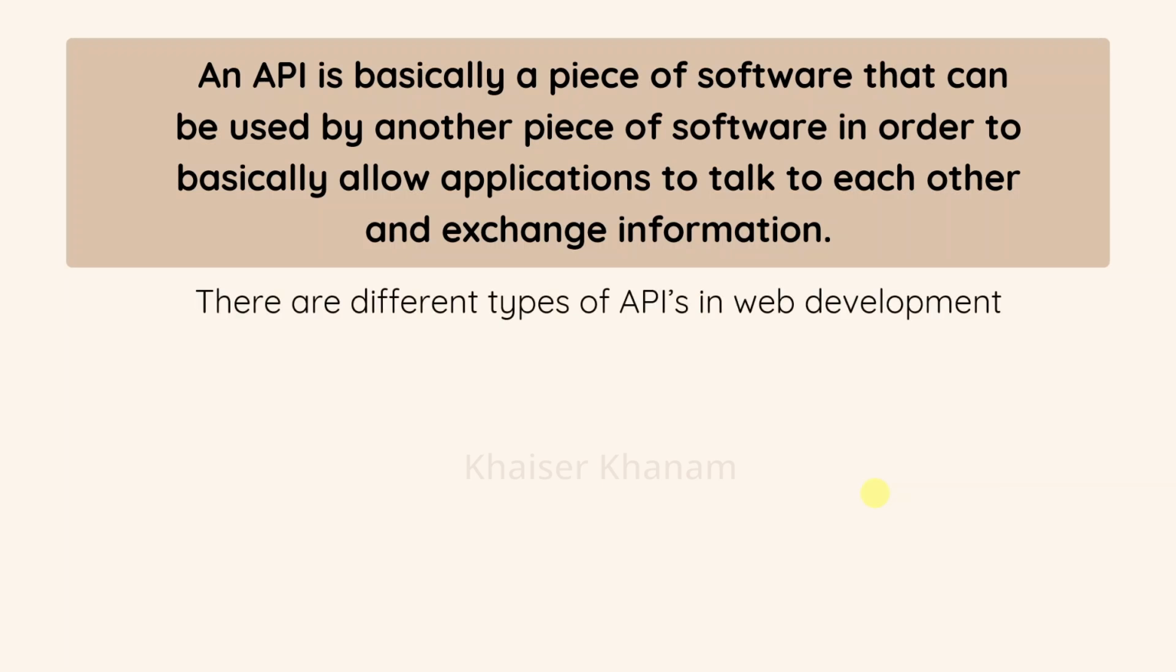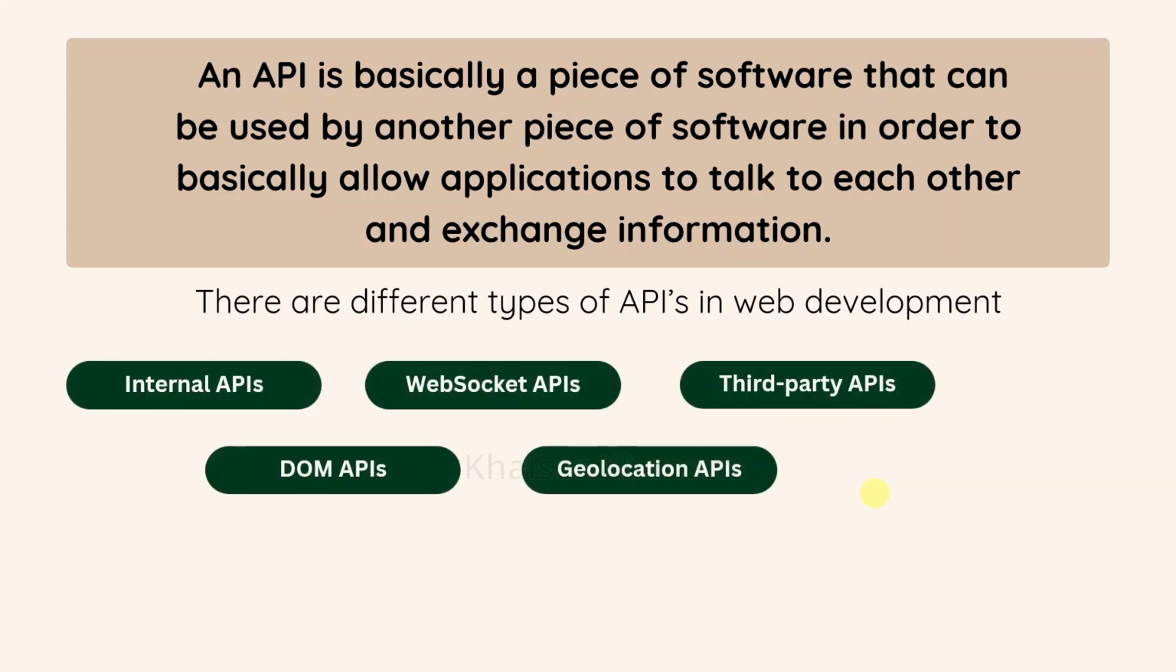But when it comes to web development, we have multiple types of APIs. We have internal APIs, WebSocket APIs, third-party APIs, DOM APIs, geolocation APIs. We have different kinds of APIs. Accordingly, using those APIs, we can get that particular information.